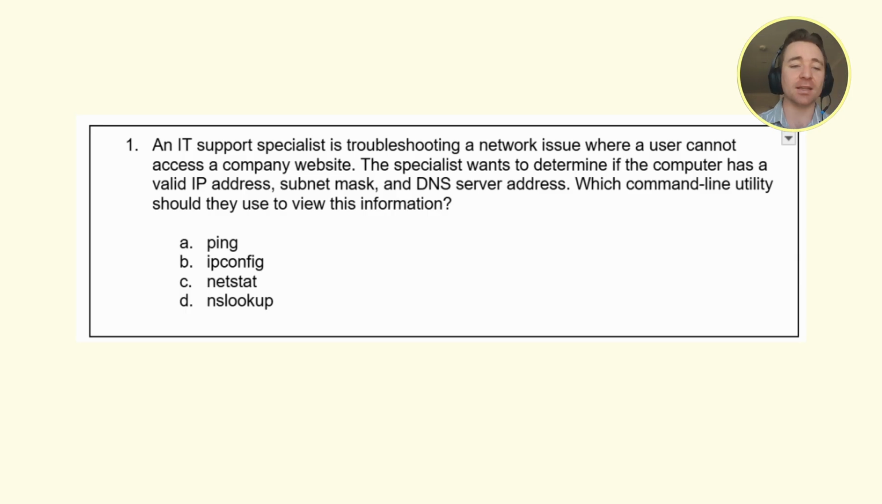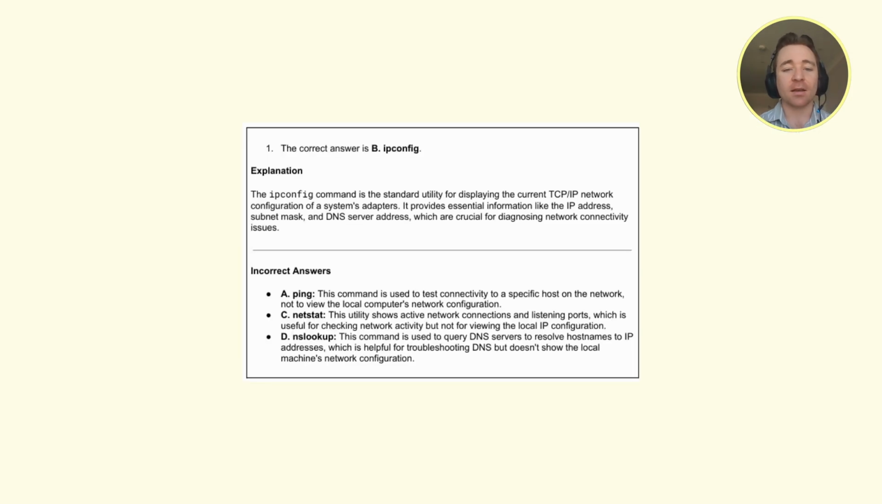The first question is, an IT support specialist is troubleshooting a network issue where a user cannot access a company website. The specialist wants to determine if the computer has a valid IP address, subnet mask, and DNS server address. Which command line utility should they use to view this information? Is it A, ping, B, ipconfig, C, netstat, or D, nslookup? Your answer is coming in 3, 2, 1. Your answer is B, ipconfig.